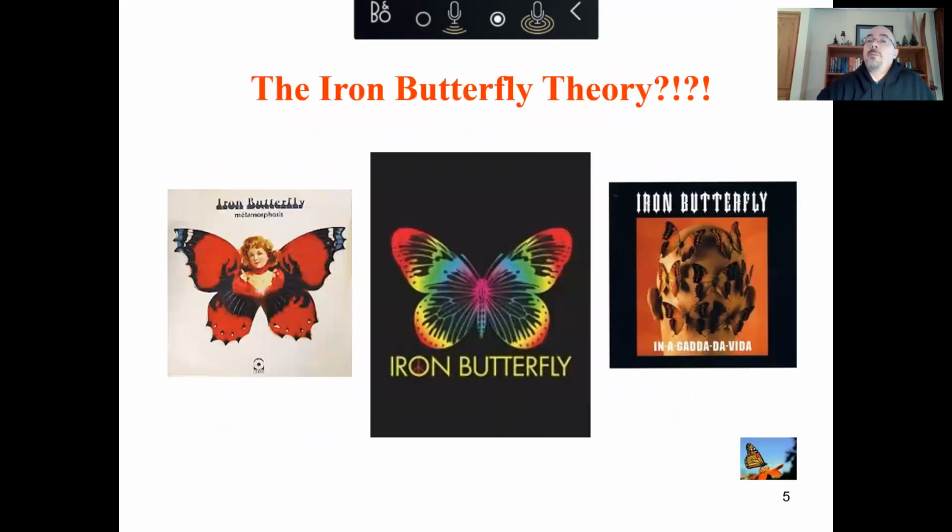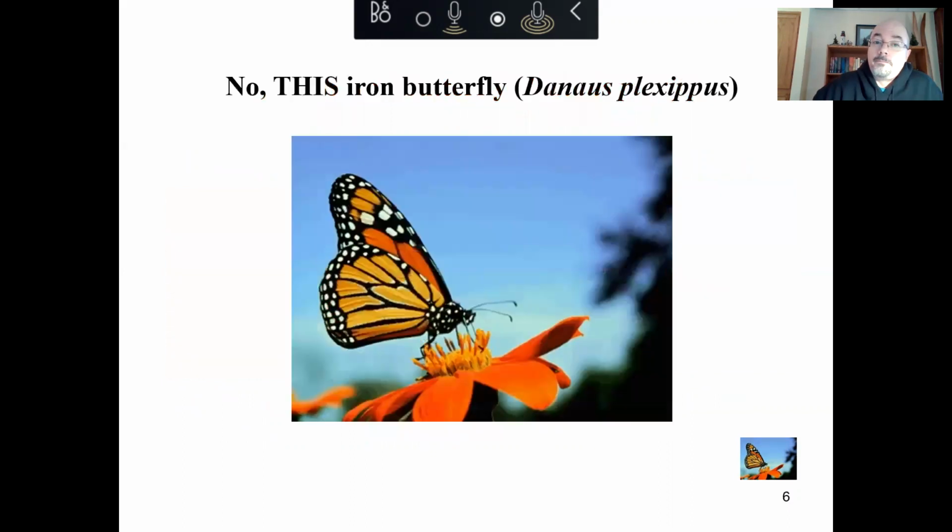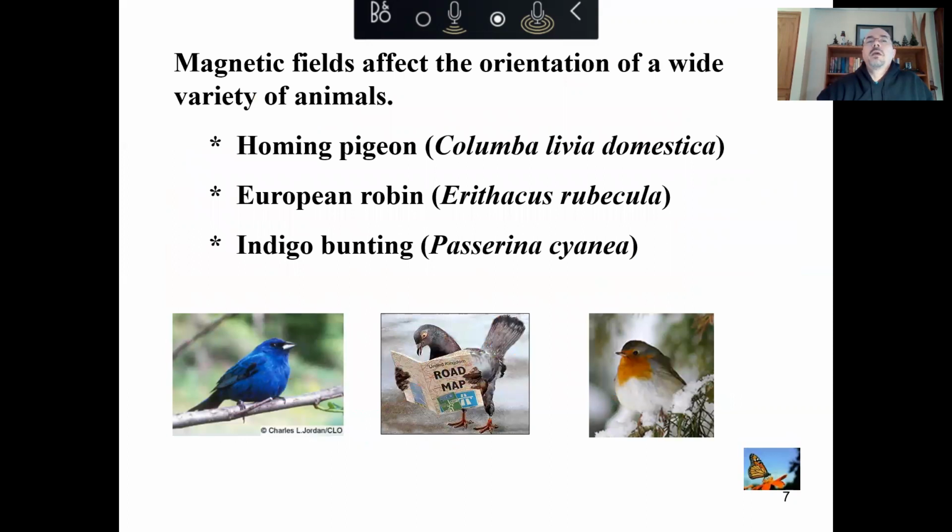So, the iron butterfly theory. No, this iron butterfly. All right. Magnetic fields affect the orientation of a wide variety of animals. Okay, I can't pronounce some of those, so I'll let you look at those for a few seconds.